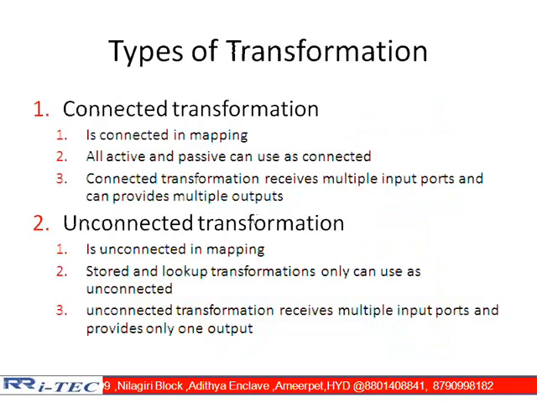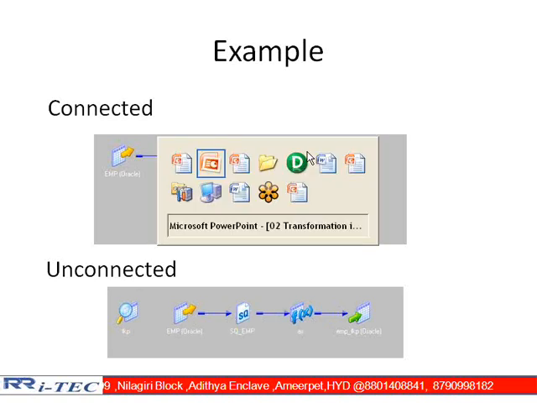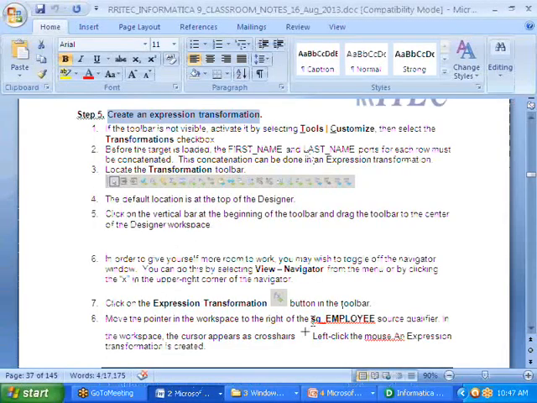Now, we can use some transformations as connected transformations, some as unconnected. If you see here, is this transformation connected, sir? It's not connected. If it's not connected, it's called an unconnected transformation. If it is connected, then it's called a connected transformation. Those things we will understand down the line. As of now, we'll go for our exercise, where we are trying to use one transformation, expression. Is the expression transformation passive or active, sir?